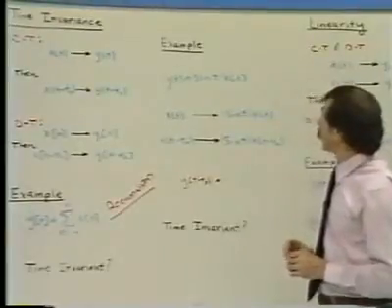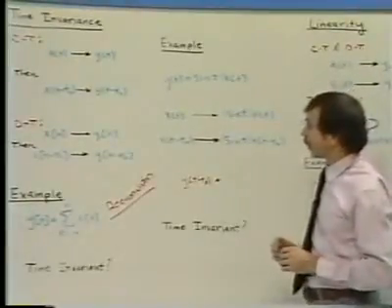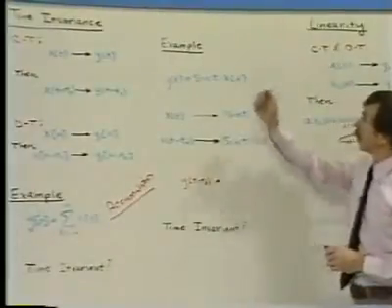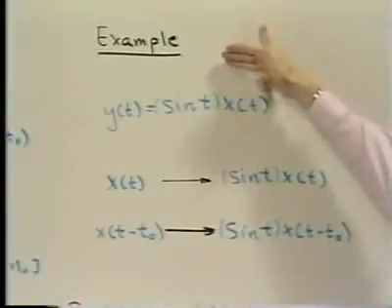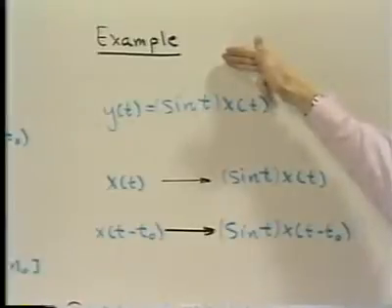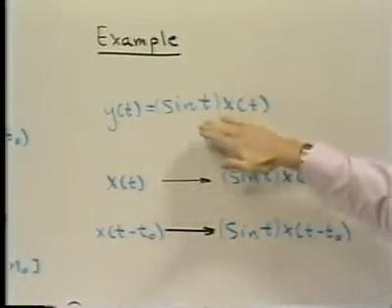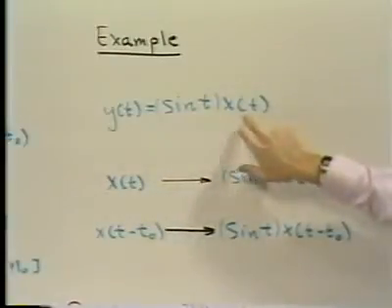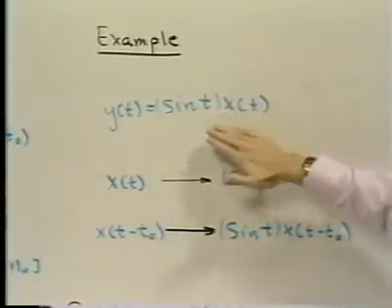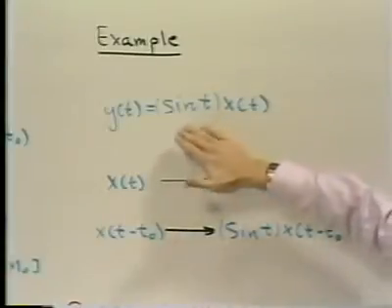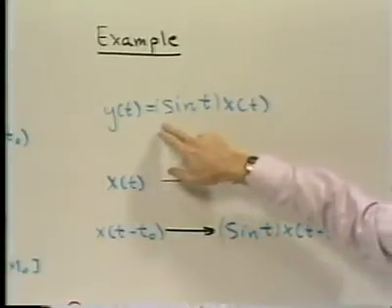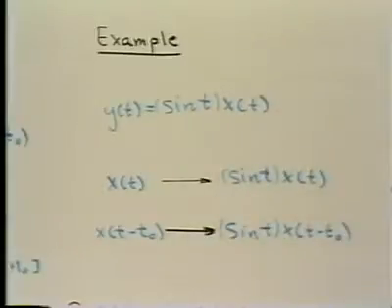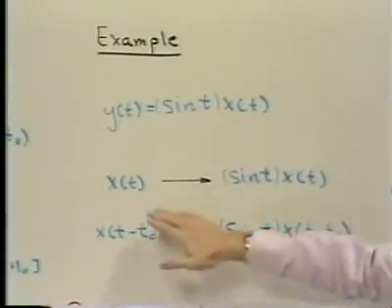Okay, well, I indicate another example. We had the example of an accumulator. Here's another example, which in fact, as we'll see later, is a system which is a modulator. The output is the input modulated.